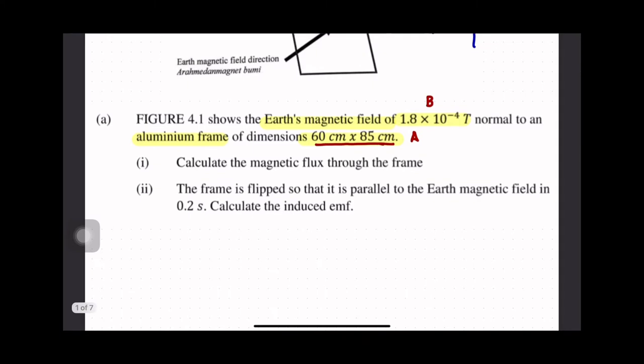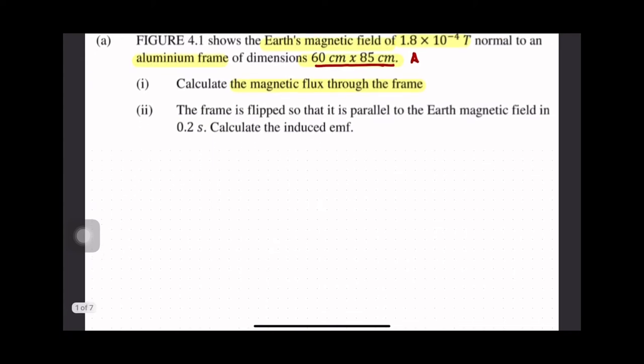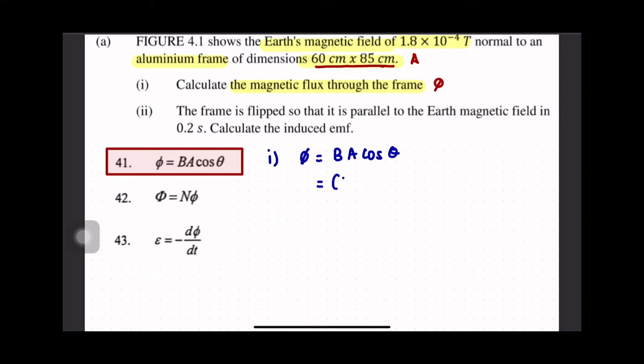Okay, calculate the magnetic flux through the frame. So, formula magnetic flux diberi daripada equation 41. Magnetic flux is equal to BA cos theta. Dia suruh cari flux lah. Okay, number 1, flux is equal to BA cos theta. So, B adalah Earth magnetic field 1.8 times 10 to the power of negative 4.